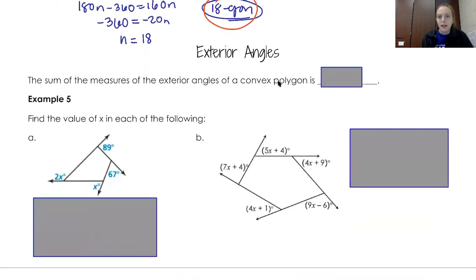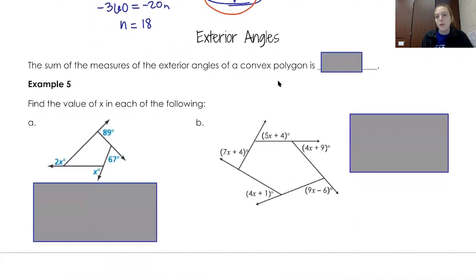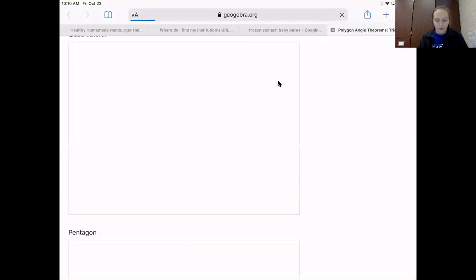All right, let's talk about exterior angles. So if you thought some of the interior was tough, guess what? Exterior angles is like a piece of cake. You just have to remember one thing. The sum of the measures of the exterior angles of a convex polygon is 360 degrees every time, no matter what. So if I go back to that GeoGebra thing right here, oh, here we go.